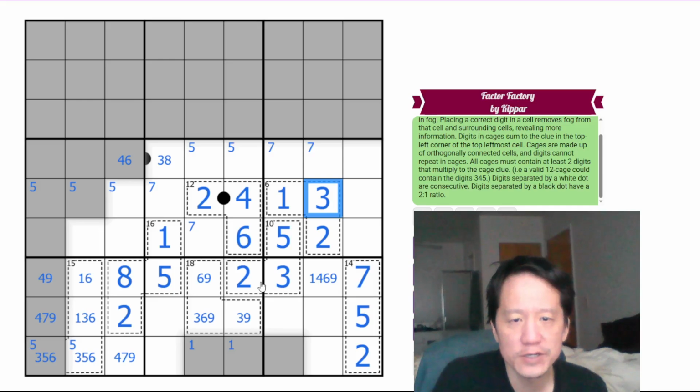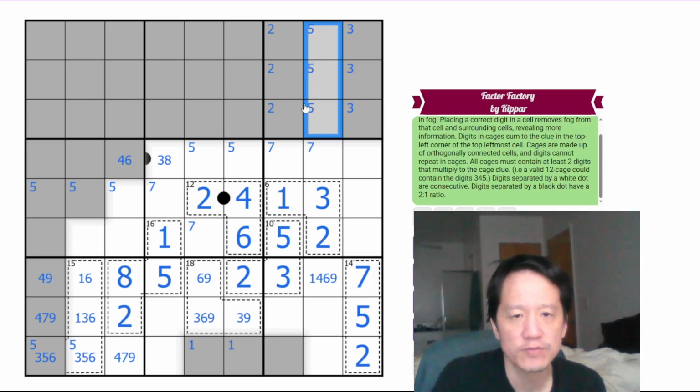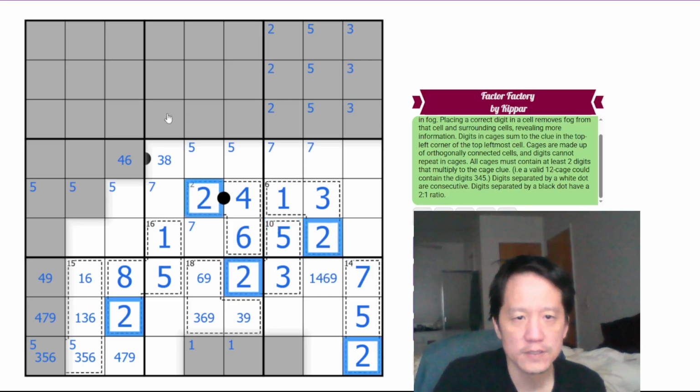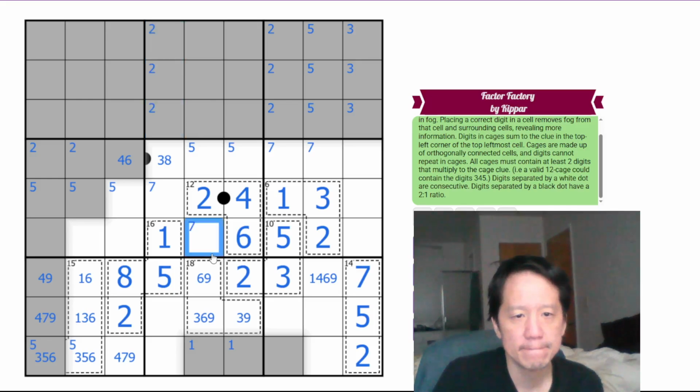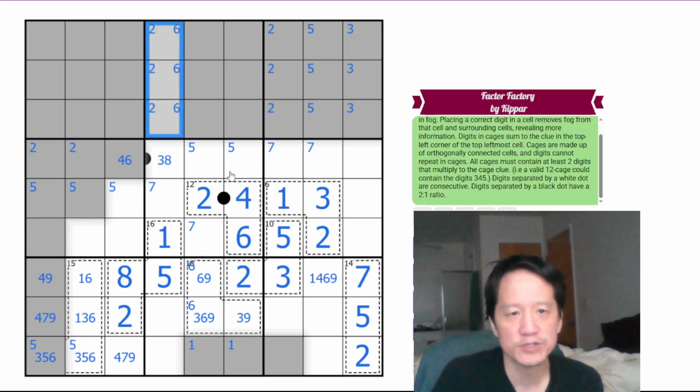What else do we know? 3 has to be one of these 3 digits. 2 has to be one of these 2 digits. 5 has to be one of those. Sorry, 2 has to be one of those 3 digits. 5 has to be one of those 3 digits. 2 has to be one of these 3 digits. 2 has to be one of these 2 digits. 6 is one of these 2 digits. So 6 also has to be one of those 3 digits.